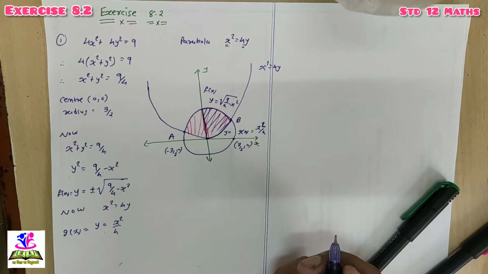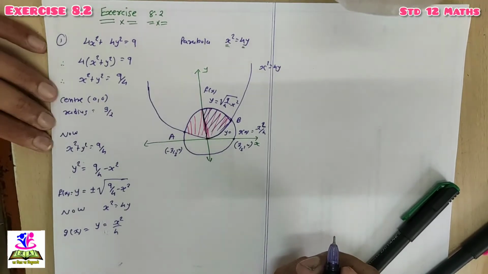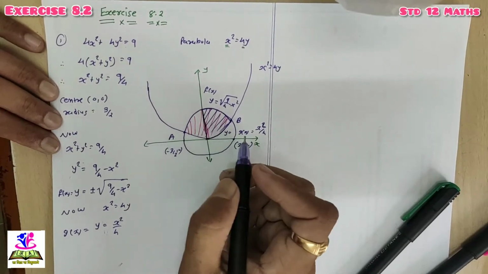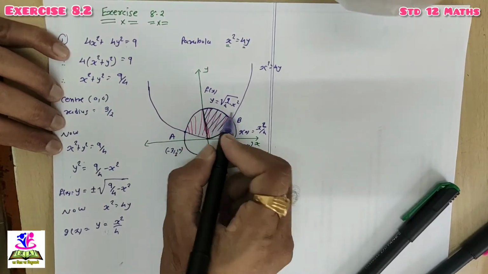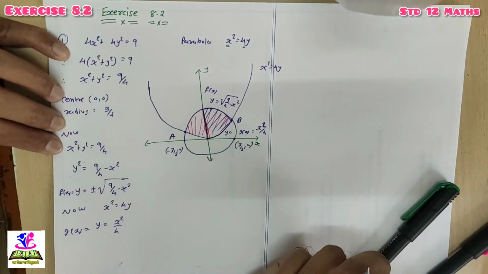Clear? So area under these two curves is nothing but the difference of the curves, f of x minus g of x. That is the formula.